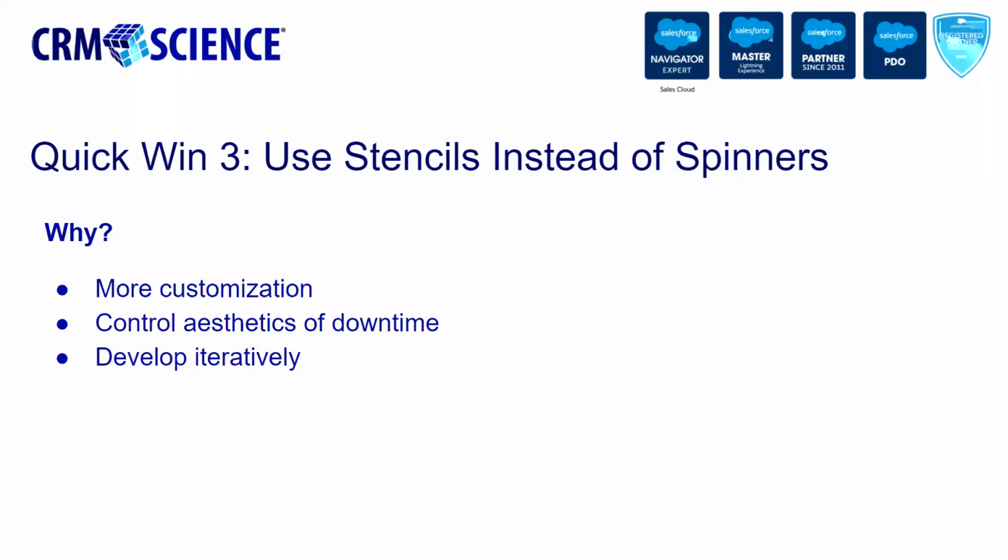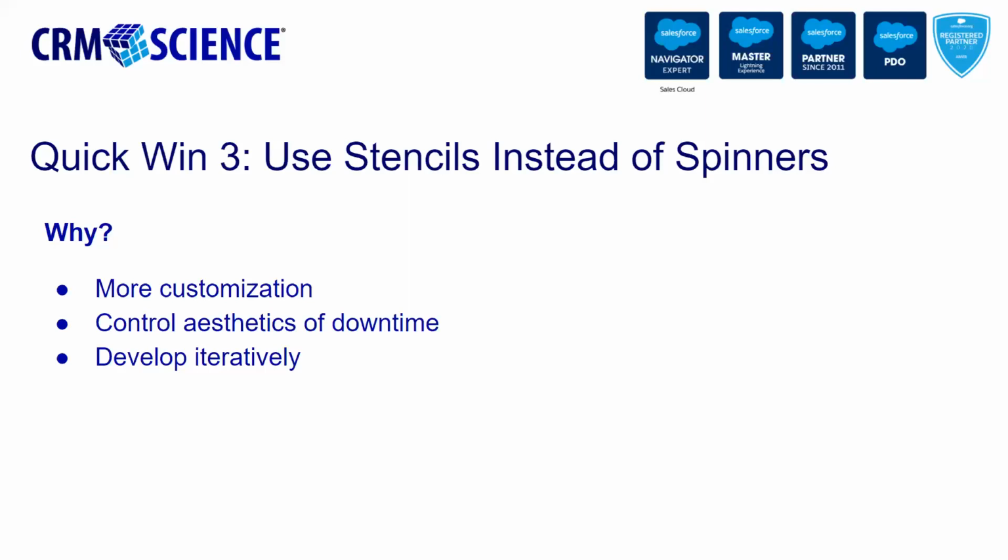All right, so quick win number 3 is going to be the use of stencils instead of spinners. The stencils are placeholders that visually communicate content that's in the process of loading. So for more customization, we can use stencils while preloading instead of spinners, which are a lot more common. They offer more customization because there isn't a standard component for stencils yet, like there is for spinners. And similar to illustrations, this is another good method to control the aesthetics of downtime.